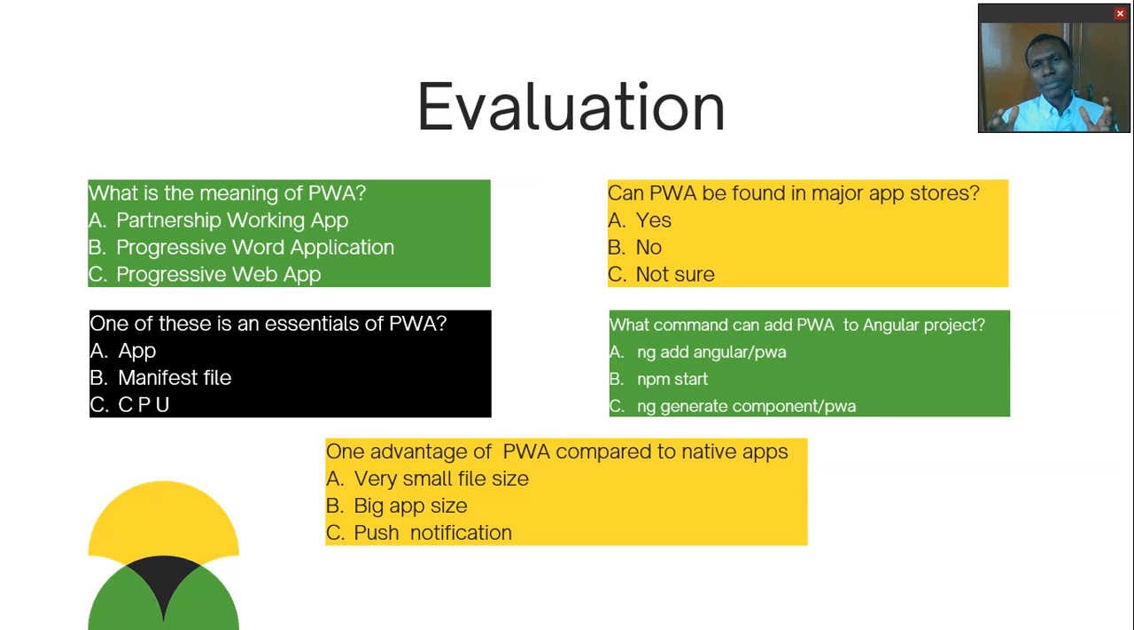Then what command can add PWA to our Angular project? All right, A: ng add @angular/pwa. B: npm start. C: ng generate component pwa. Your answer please. Oh, A, thank you very much. ng add @angular/pwa. Finally, one advantage of PWA compared to native apps. A, very small file size. B, big app size. C, push notification. Answer, A, very small file size, and it's an advantage, and that's why it's compatible with smart watches as well because of their smallness in size.